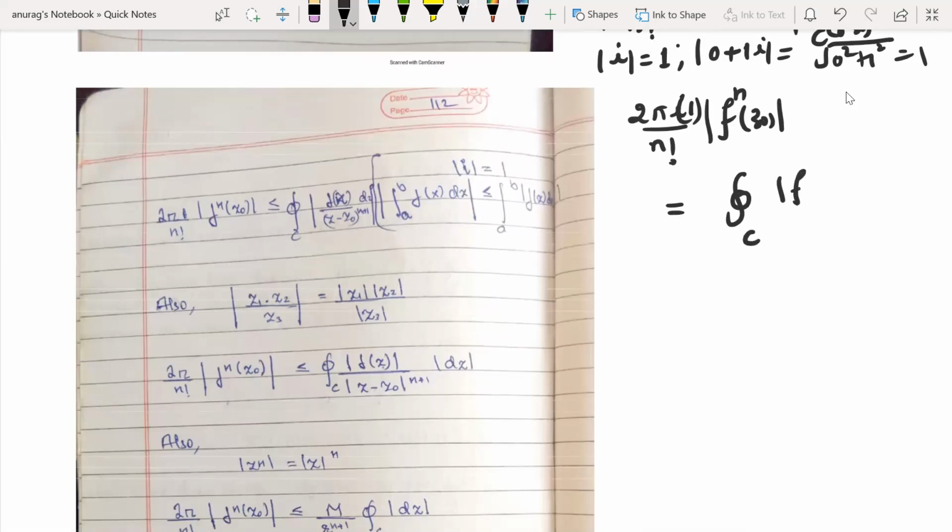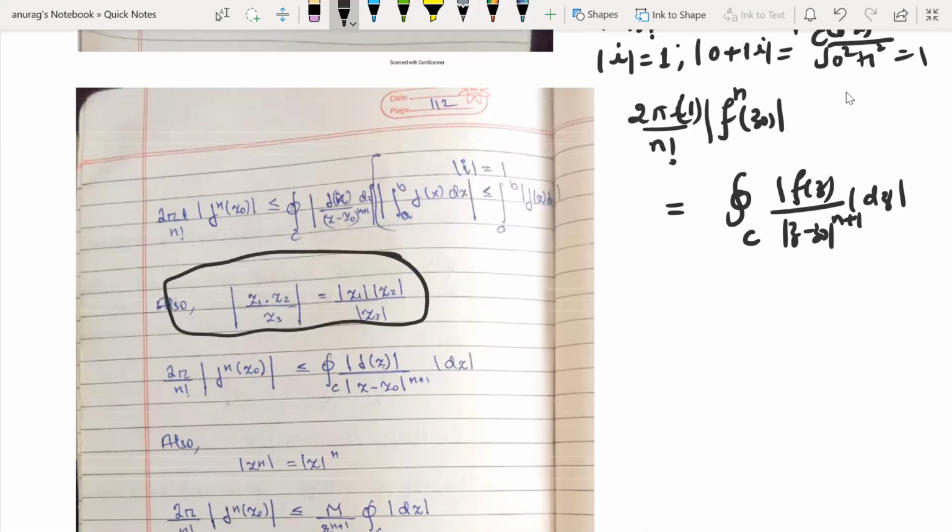So the nth derivative at z0 is bounded by the integral over the closed curve C of |f(z)| over |z - z0| to the power n plus 1, times |dz|. We know this property: if we take the modulus inside, we can separate the modulus using the complex property. Also, |z| to the power n equals |z to the power n|, so |z - z0| to the power n equals |(z - z0) to the power n|. So we can take the power here also.